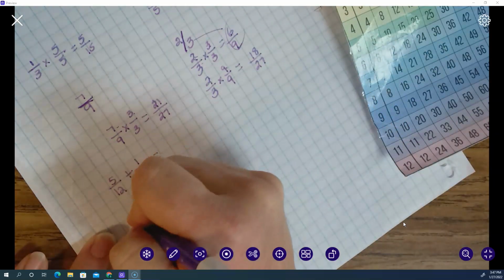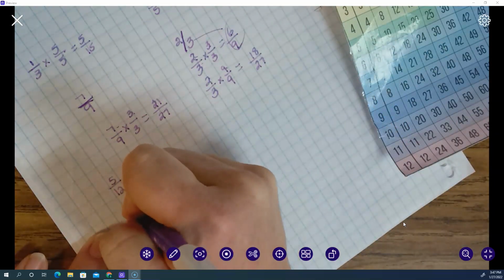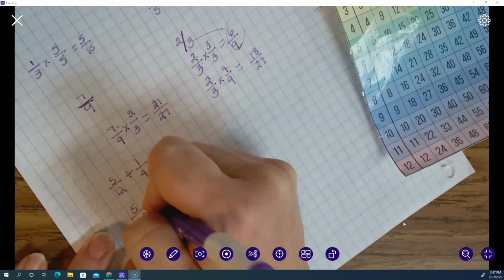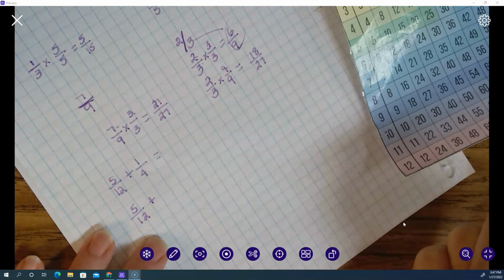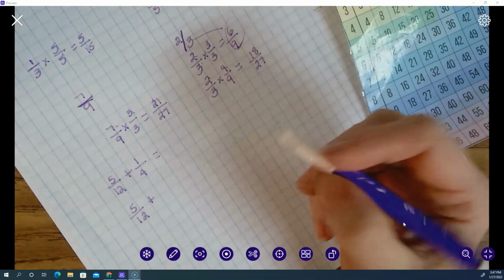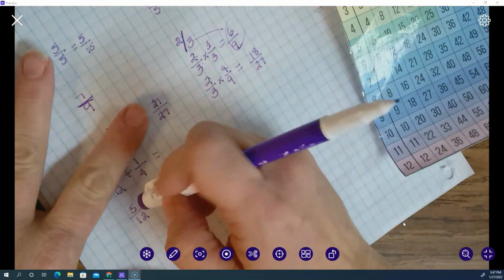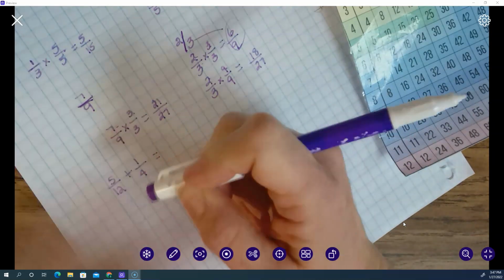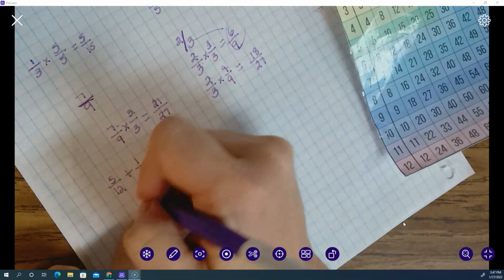So I'm going to rewrite my problem. I do not have to change the 12. So I don't have to do any work with it. What I have to do work with is the 4. Let me tell you what I'm going to do. I'm going to do the work with the 4 and then put my 5/12 down. So I've got 1/4.